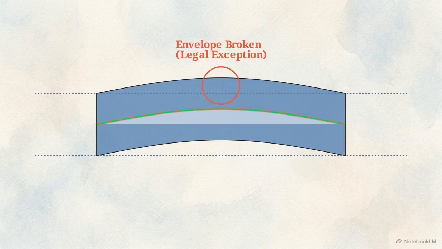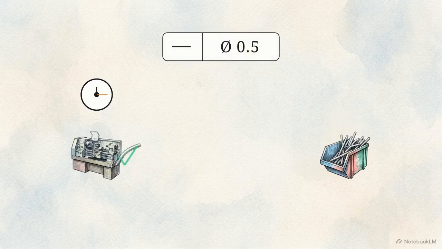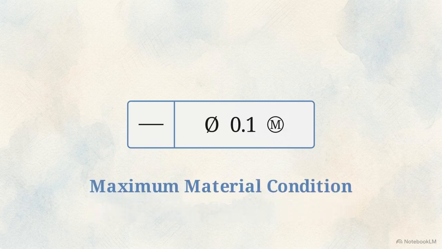Without this specific override, machinists would be forced to hit perfectly straight form on every heavy feature they produce. This wastes money and machining time on parts that functionally do not require strict straightness to operate. To translate this axis tolerance onto the shop floor, engineers add a circle M modifier into the feature control frame. This stands for maximum material condition.